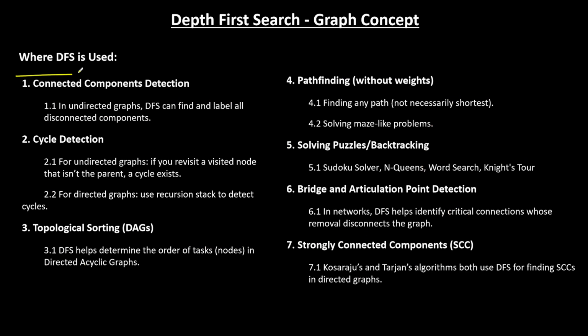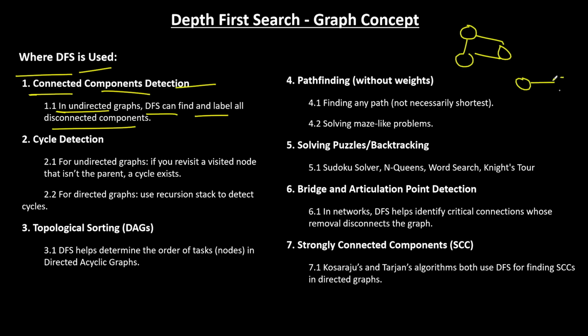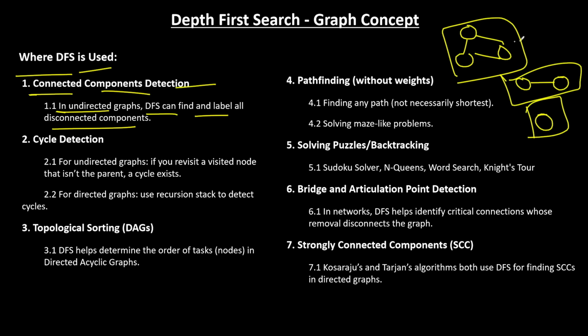Now, where can we use this DFS? I've written some example questions and topics where you can use it. Suppose you get a question related to connected component detection, like in an undirected graph, DFS can find and label all disconnected components. Disconnected components are basically, suppose this is a graph, this is another graph, this is another graph. So there are three disconnected components, but they are a single graph, and all are disconnected. So the output for this particular one will be three. In this case, we will use DFS, not BFS. It is not much help in that case.